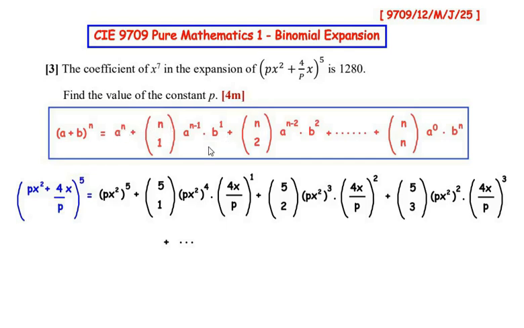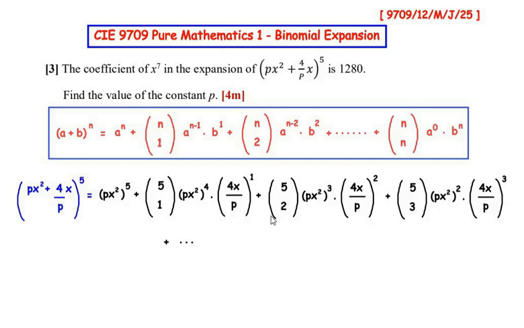So substituting their values, we get the first term as (px²)^5, plus the second term becomes 5C1 times (px²)^4 times (4x/p)^1, plus 5C2 times (px²)^3 times (4x/p)^2, plus 5C3 times (px²)^2 times (4x/p)^3, and so on. As you can see, I have not expanded it further because we do not need it.